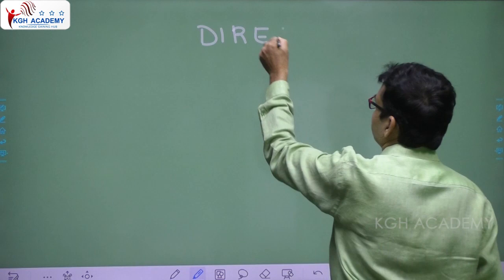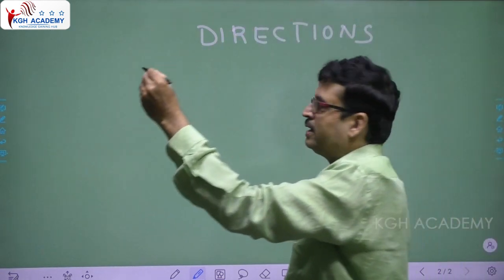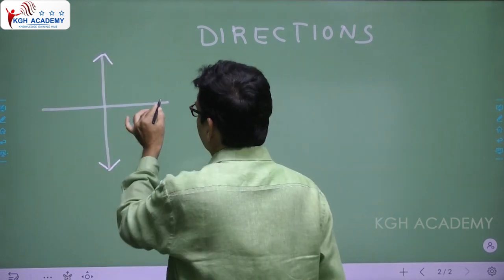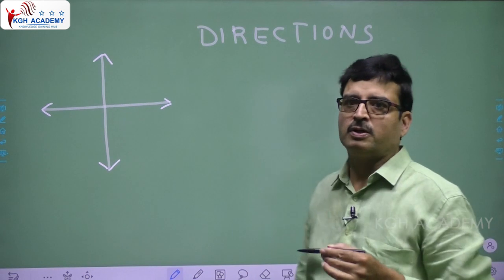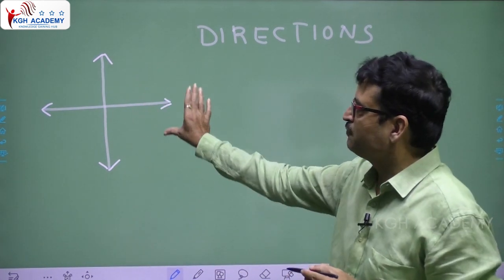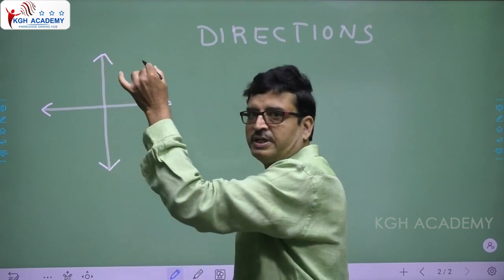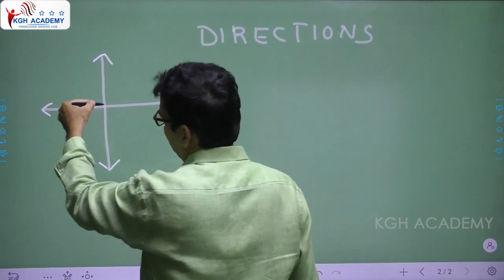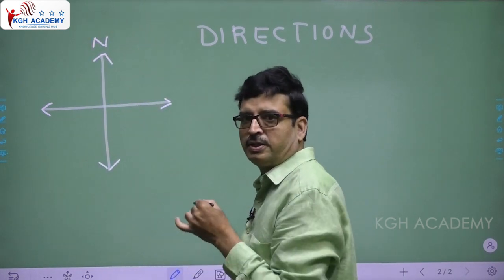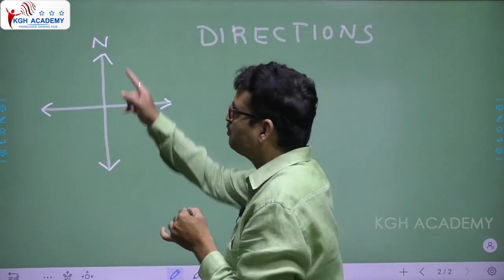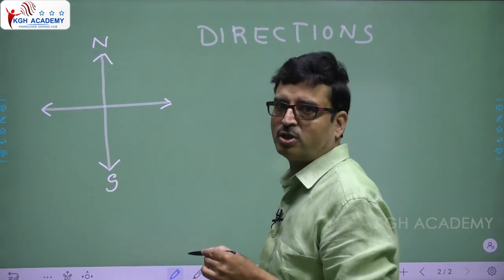If you take the directions, please note, if I draw an arrow this way, the arrow which is pointing to the top, we take it as north. And I think you are aware, the opposite of north is south.